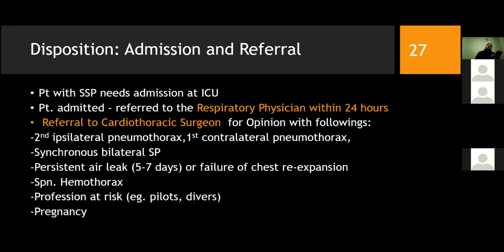Once the patient is admitted to the hospital, he should be consulted by the respiratory physician within 24 hours. And sometimes the patient should be referred to the cardiothoracic surgeon for their opinion. These are some scenarios where we should consult a cardiothoracic surgeon: a second ipsilateral pneumothorax, a first case of contralateral pneumothorax, a synchronous bilateral spontaneous pneumothorax, and if there is a persistent air leak or failure of lung re-expansion after insertion of the chest tube.